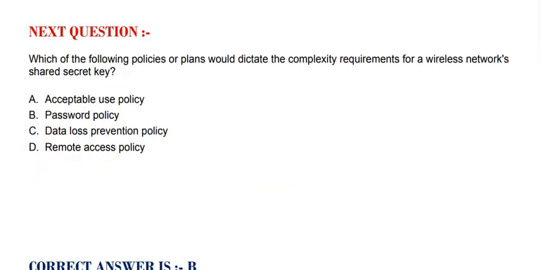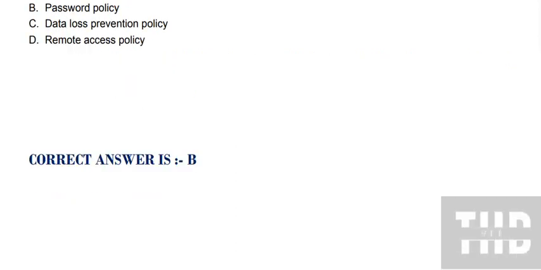Next question is, which of the following policies or plans would dictate the complexity requirements for a wireless network's shared secret key? And the options are option A acceptable use policy, option B password policy, option C data loss prevention policy and option D remote access policy. The correct option is option B.